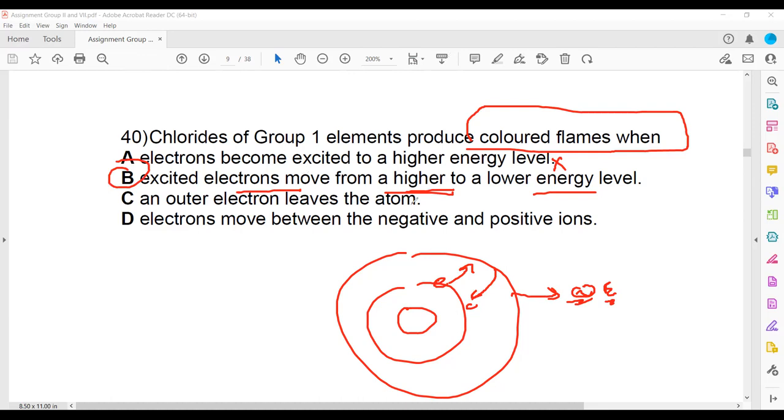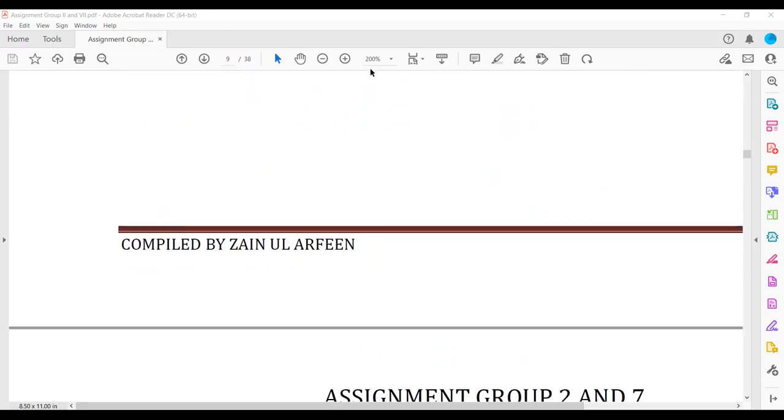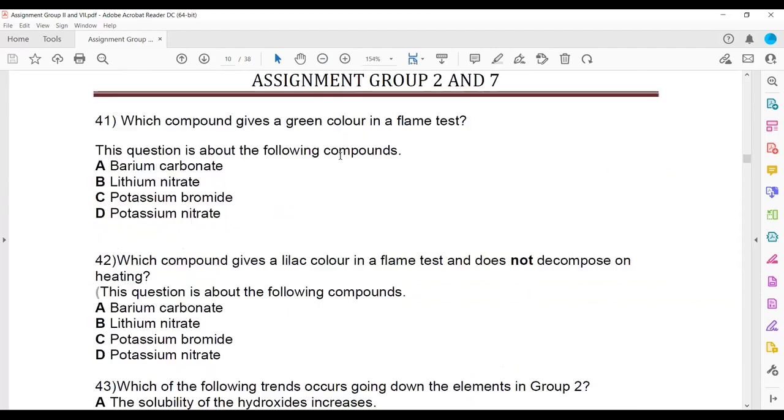An outer electron leaving the atom means ionization. An electron moving between negative and positive ions, that's not the case for emitting out specific energy which corresponds to flame color.